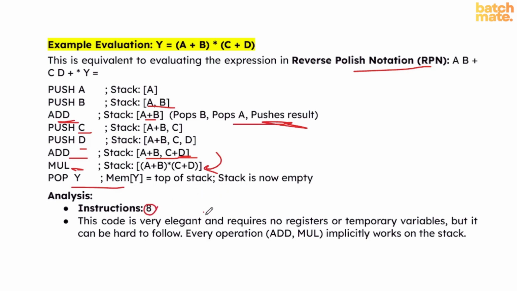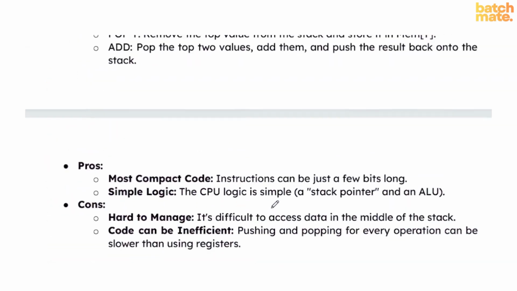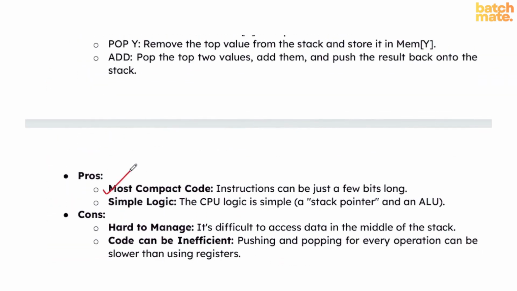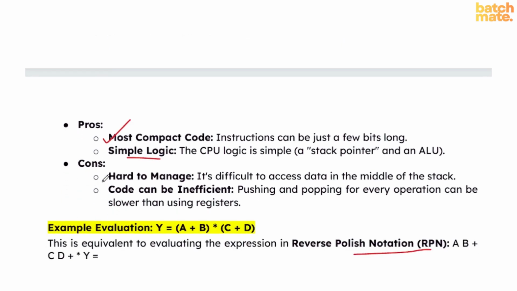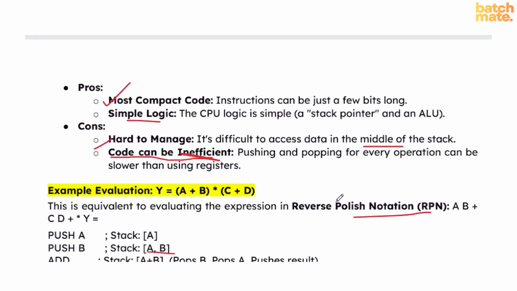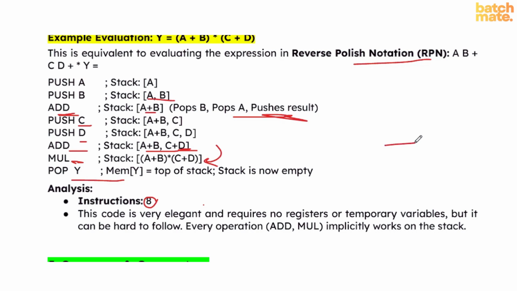So the verdict is that it forms the most compact code. And the CPU logic is simple. But it's hard to manage. It's difficult to access data in the middle of the stack. And pushing and popping for every operation can be slower than using registers. So let's look at the scoreboard. 3 address, 3 instructions. 2 address, 6 instructions. 1 address, 7 instructions. And 0 address, 8 instructions.